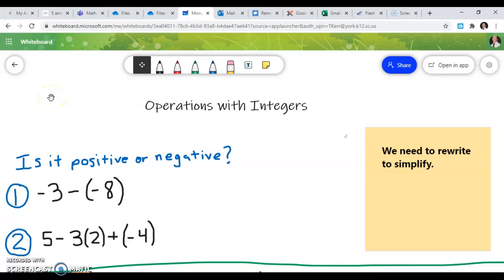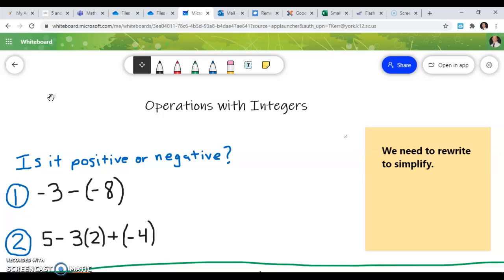Hello, welcome everybody to our last set of notes before we take our unit test and finish up this section. So this is operations with integers. If you are working with me right now, that means you have already finished multiplying and dividing, and you should now be about 70% finished with your Edgenuity for the 9 weeks. So if you aren't there, go back before, but if you are there, let's take these notes.